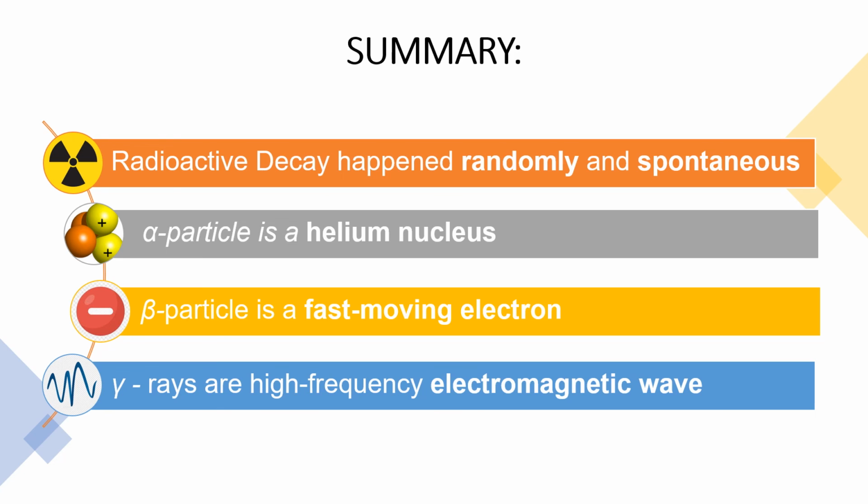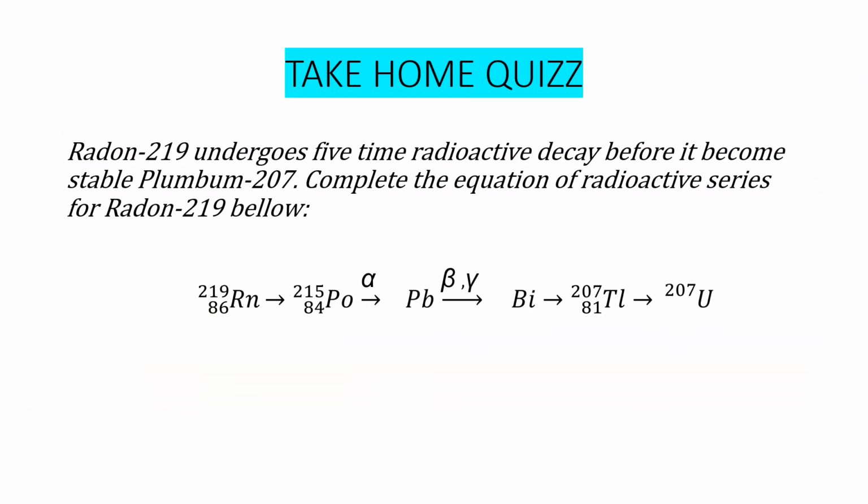So that's it. But before that, I have a surprise for you. Wait for it. Here we go. I have a take home quiz for you. So the question is, radium 219 undergoes 5 times radioactive decay before it becomes stable plumbum 207. Complete the equation for radioactive series for radium 219 below. So you have learned about alpha equation, beta equation, and gamma equation. I hope you can apply all these equations in this radioactive decay series.